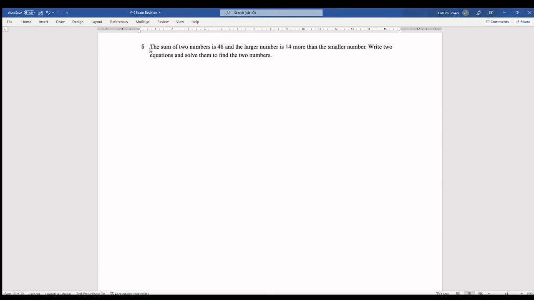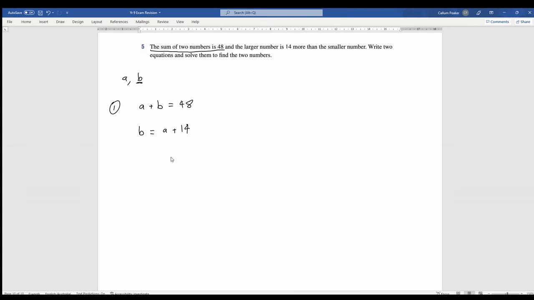So first bit of information, we know that the sum of two numbers is 48. I can write that. So let's say, let our numbers be a and b, so we're trying to find a and b. We know the sum is 48, which is to say a plus b equals 48. Okay, so there's one equation. There's equation 1 here. And we also know the larger number is 14 more than the smaller number. In other words, if let's say b is our larger number, so b is 14 more than a, or in other words, b is a plus 14. Okay, we have two equations.